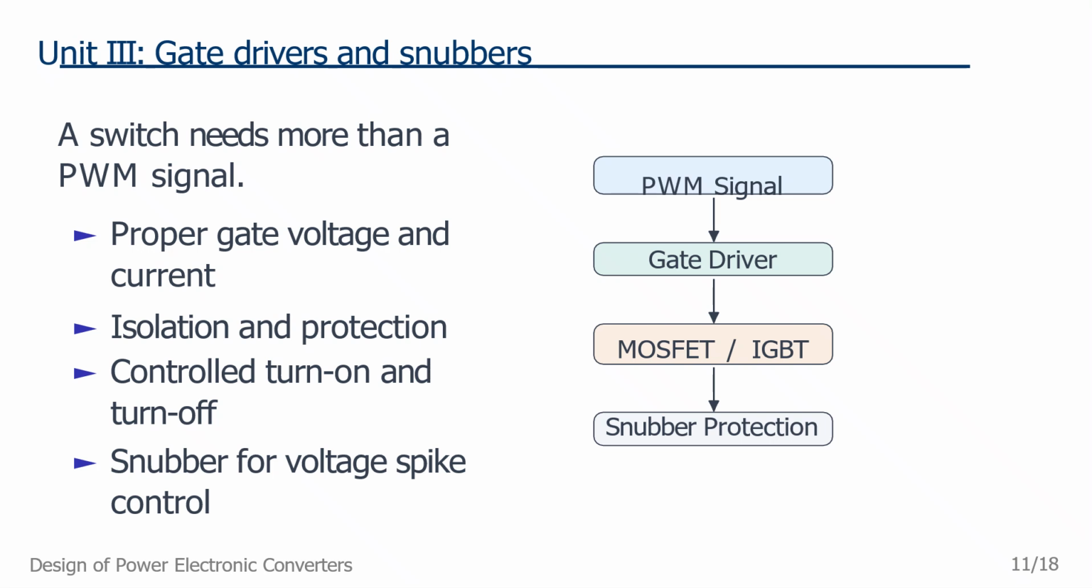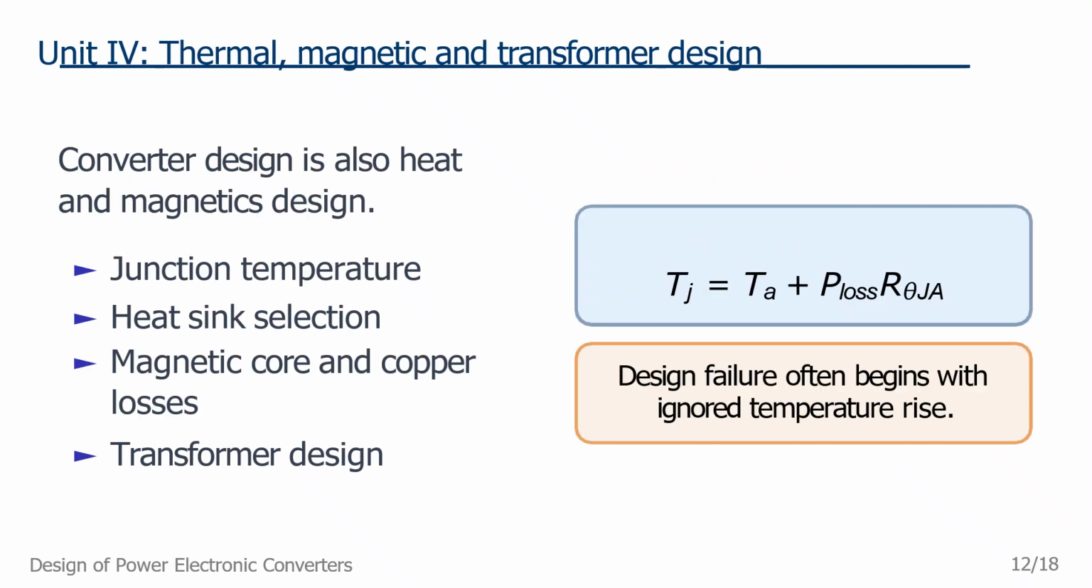Okay, a semiconductor switch needs PWM signals for switching. So we need to study how to generate the proper gate voltage and current, how to design the isolation system, how to design the protection system. So we will learn about the snubber circuits, then all practical gate driver circuits in the third unit.